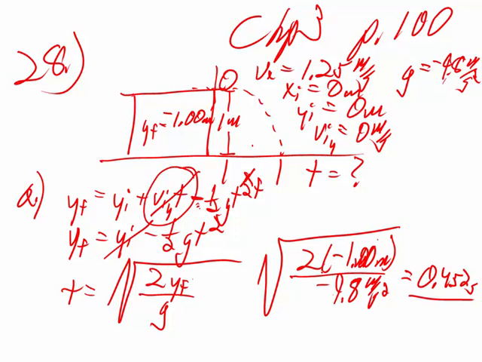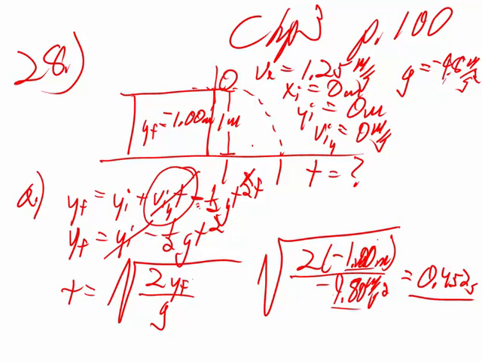Okay? 0.452. And you say, why'd you go 3 sig figs? Well, because there's 3 right here. That's a constant. Actually, I probably should have written 9.80. There should be a 0 there. So now we've got 3 sig figs and 3 sig figs. Okay. My bad.